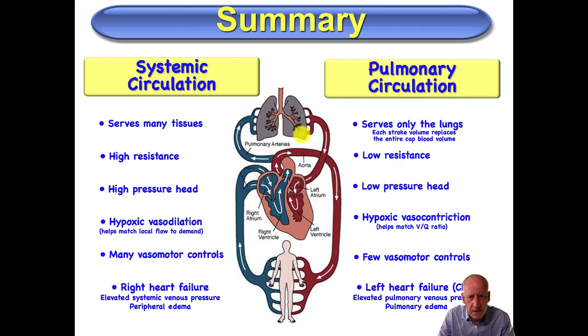This is a nice summary slide which lists the differences between the systemic circulation and the pulmonary circulation. Go through each one of these features and compare the systemic and the pulmonary circulations. See if it all makes sense.